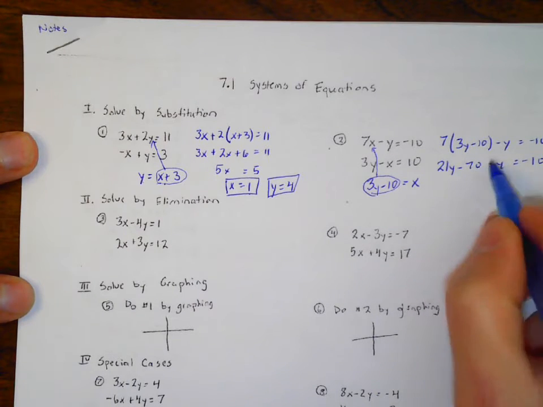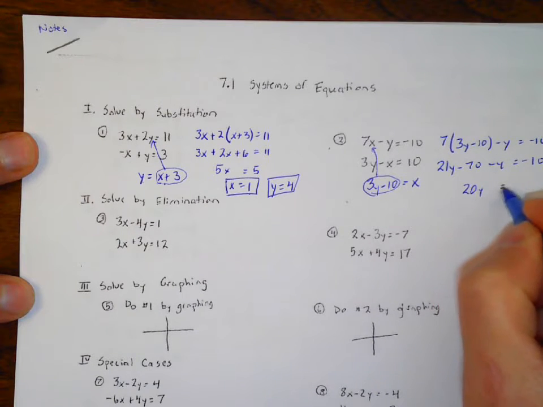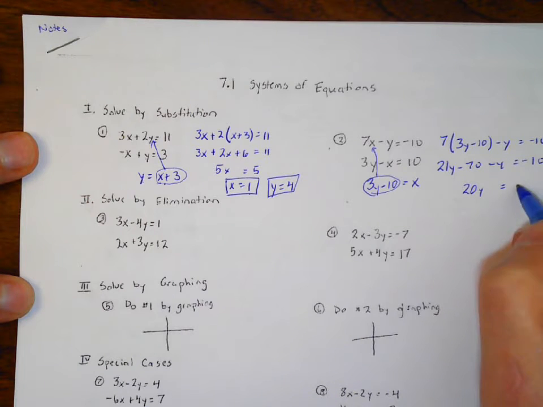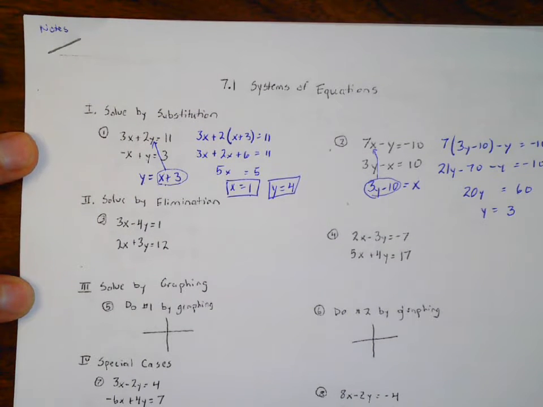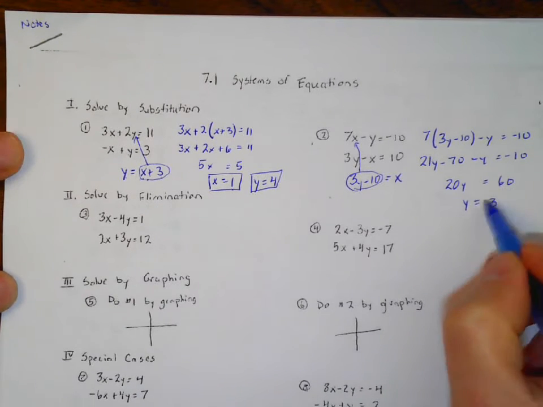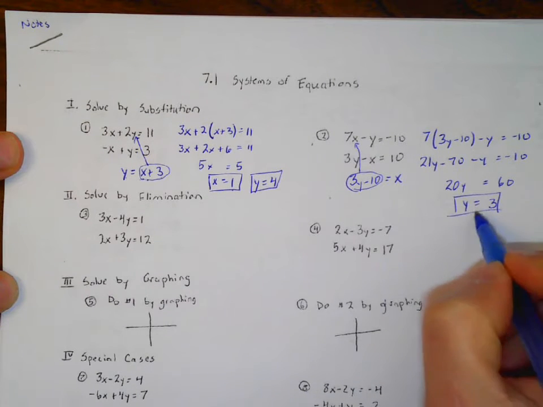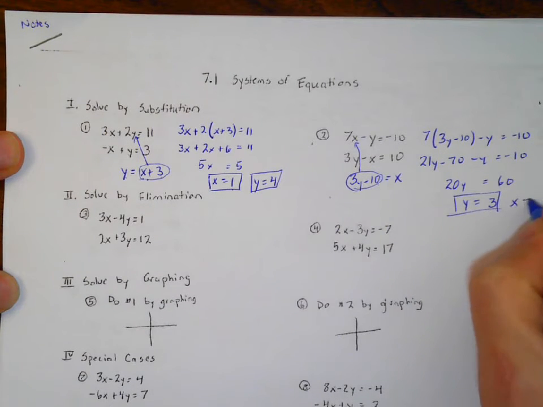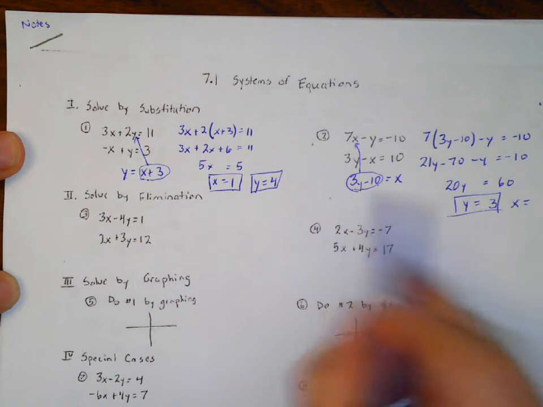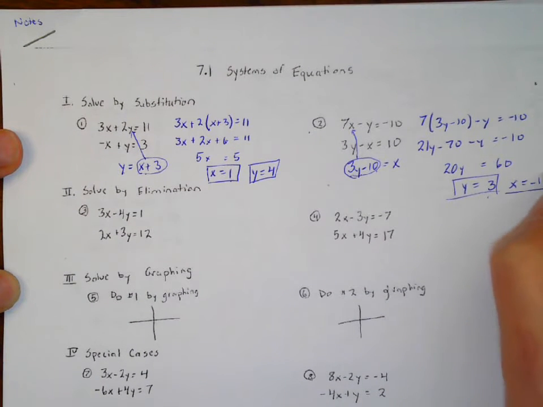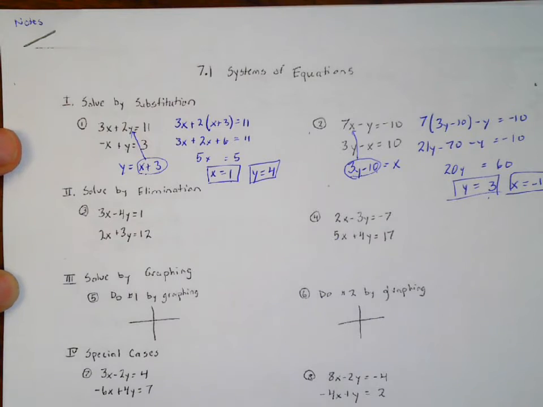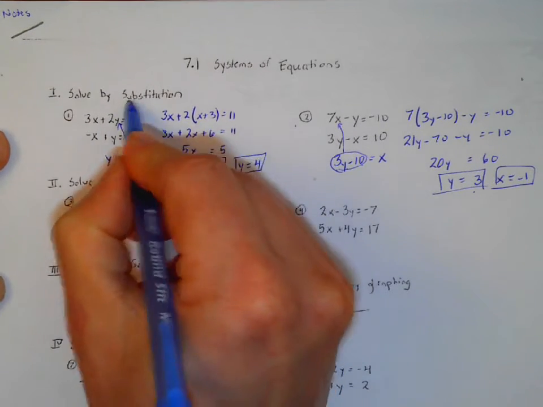Okay, combining like terms, I have 20y, add the 70 over, be 60, so I get y is equal to 3. Now, after I know the y, I'm going to take that and plug it in here to find the x. So 3 times 3 makes 9, minus 10 would be negative 1. Okay, so that's using substitution.